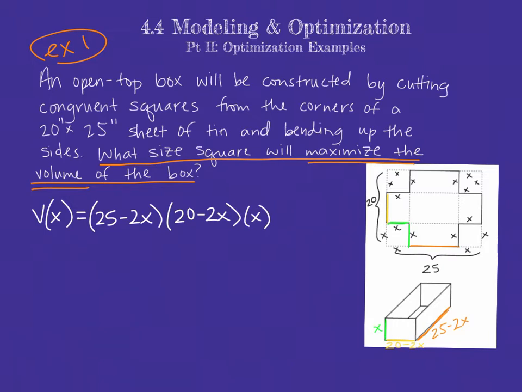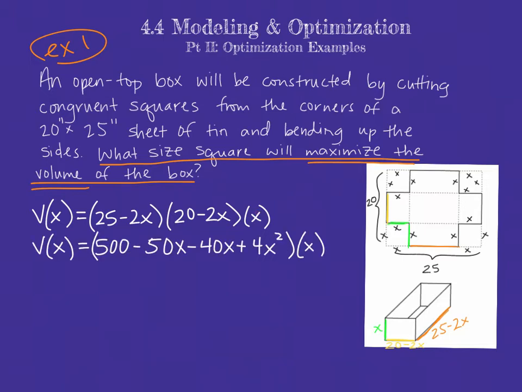Now, in order to maximize an equation, we need to do some calculus on it. But before we get there, I'm going to just do some algebra, and that's going to come in the form of multiplying through here. In this first step, I have multiplied the 25 minus 2x by the 20 minus 2x. This x still remains out here. Let's combine some like terms and then distribute the x through.